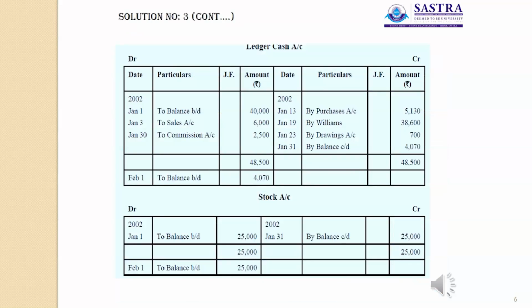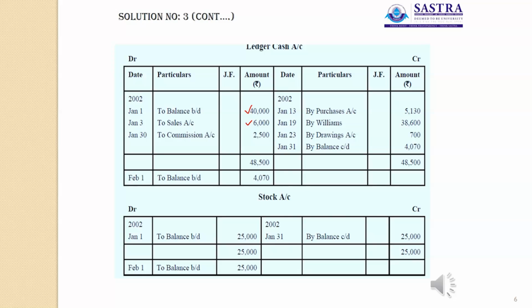Now after recording the transactions in the journal, how are these transactions posted to the ledger accounts? First, we have to prepare the cash account. Here this side is called debit balances, and here the credit side total. First, to opening balance, cash opening balance on 1st January 2002, to balance brought down rupees 40,000. So opening balance of cash rupees 40,000. Then sales, goods sold for cash rupees 6,000, January 3rd, 6,000.